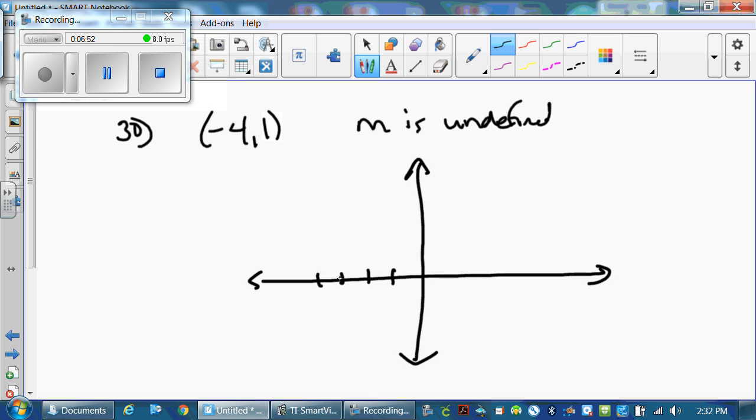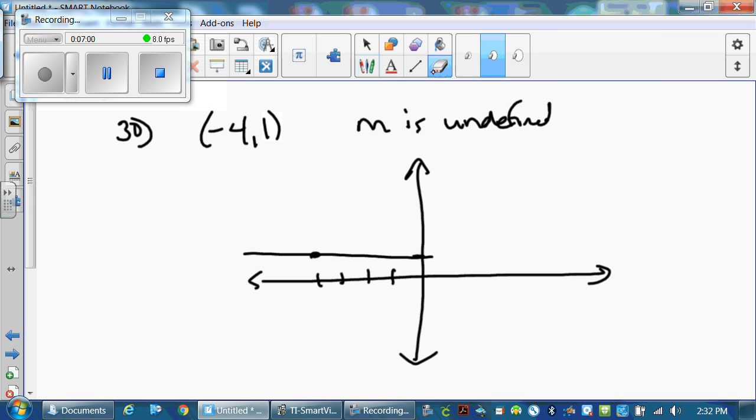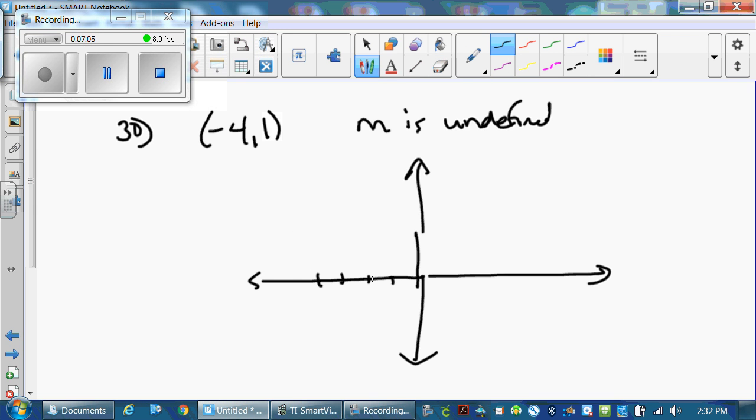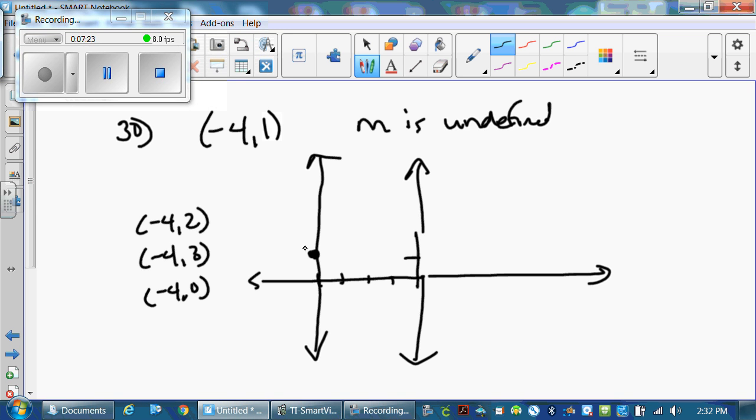Negative 4, 1 would be here. And when the slope is undefined, the line is going to go, nope, I just did that wrong. That's slope 0, isn't it? Negative 4, 1, let's fix that again. Negative 4, 1 is here, and when the slope is undefined, your line goes up and down. So what other points could it go through? It goes through negative 4, 1. That means it also goes through negative 4, 2, and negative 4, 3, and negative 4, 0. And so anything that's negative 4 to start with would be this line with an undefined slope.